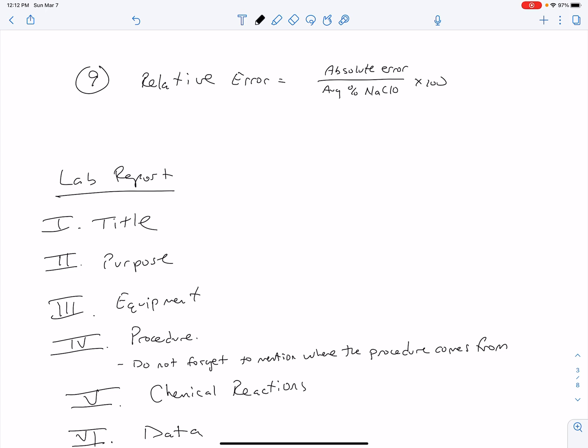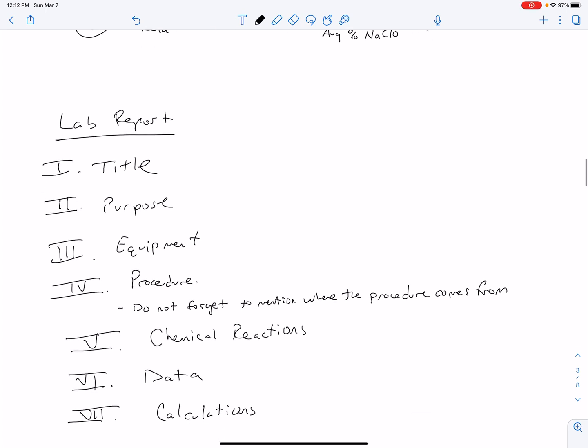Okay. Also, don't forget to tell me where this procedure comes from. Every lab comes from the same place, laboratory experiments for AP chemistry, right? So after our procedure, the next one, you're going to give me the reactions, and there are 3 of them. Remember, these are net ionic equations, so please do not forget all of those charges.